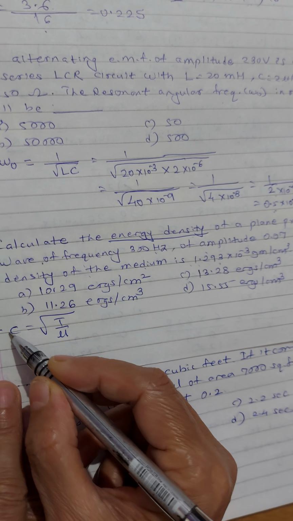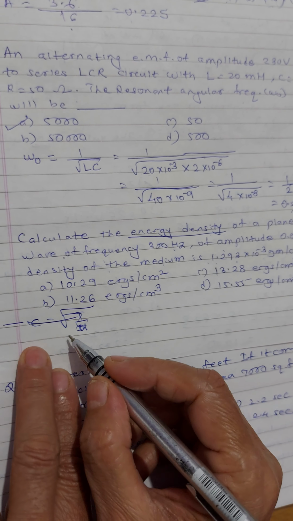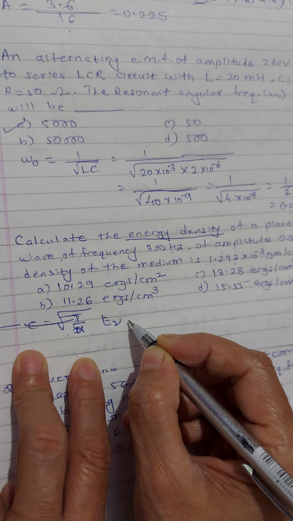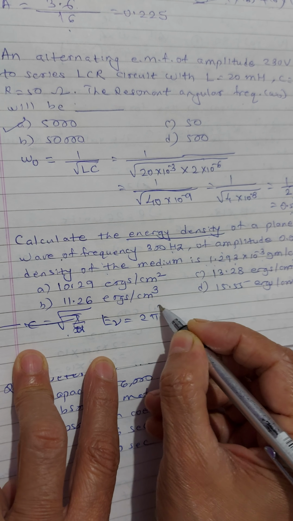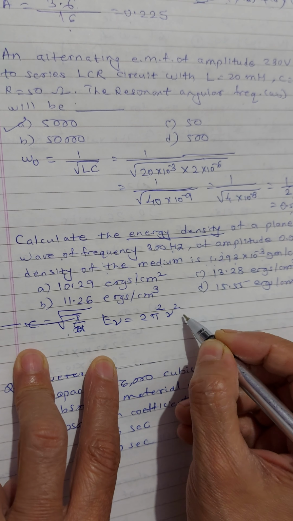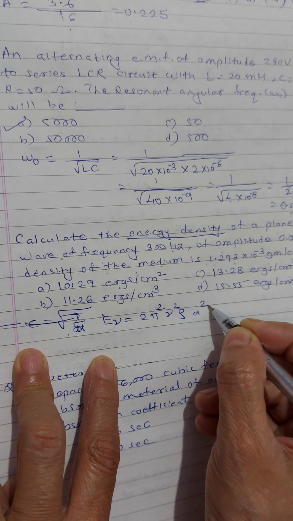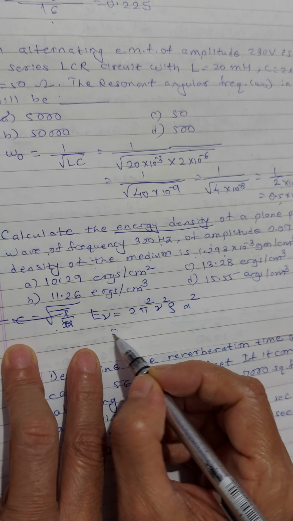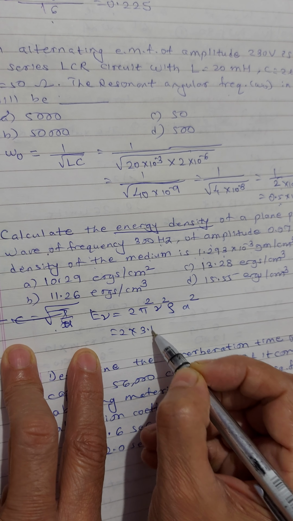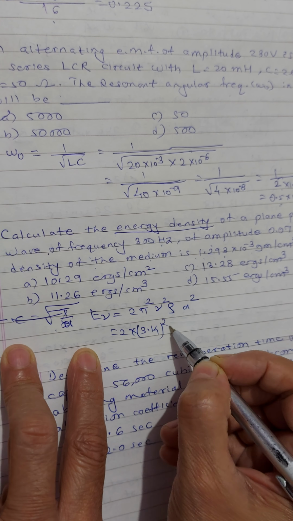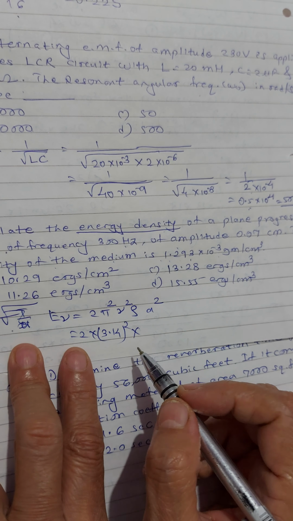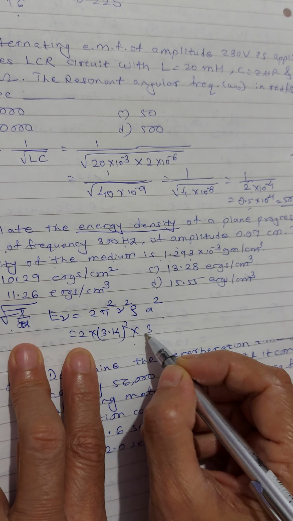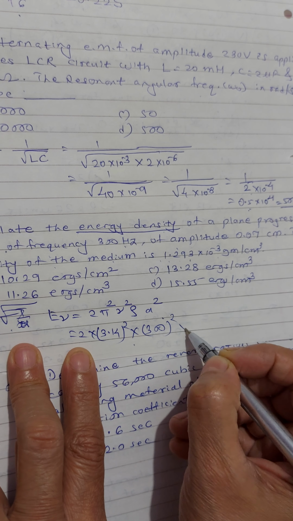The formula for, I made a mistake, I wrote a wrong formula. The formula for energy density is E nu is equal to 2 pi square nu square rho into a square. Now whatever is given, that we'll write first. So 2 into 3.14 bracket square into nu. How much is nu, or the frequency given to you? It is 300 Hertz. So we'll write 300 into nu.